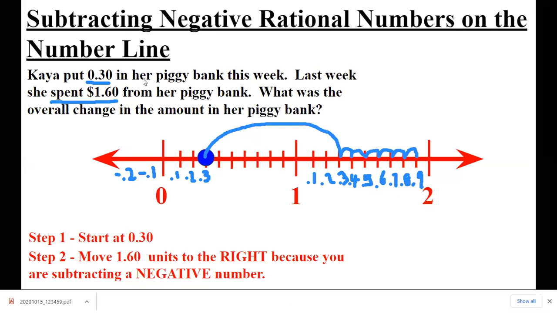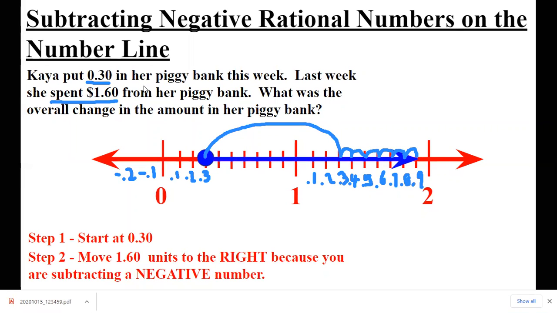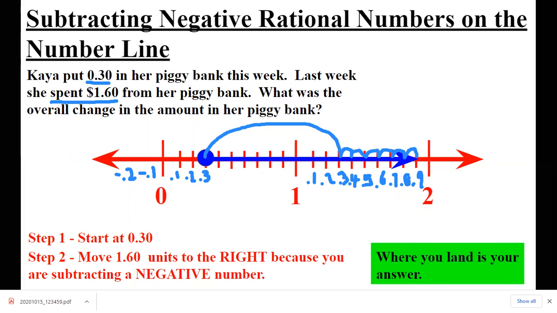Let's see what our arrow does. Yep, that's where we ended up. So what number is that? 1.9. Where you land is your answer. 1.9, or in our case, it's money. It's $1.90. So the overall change in her account was $1.90.